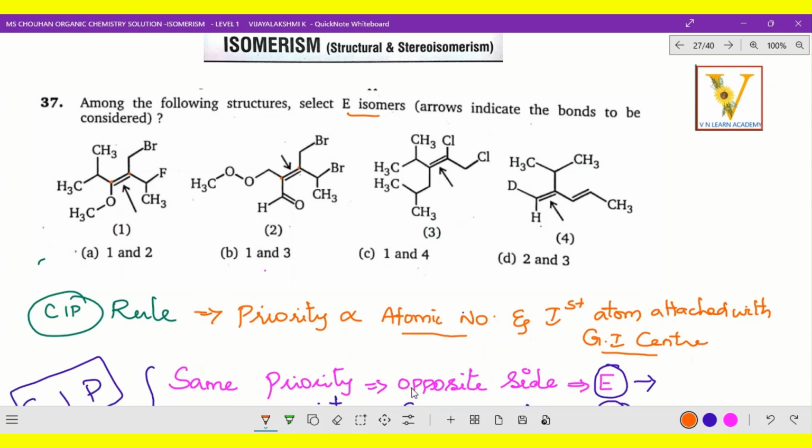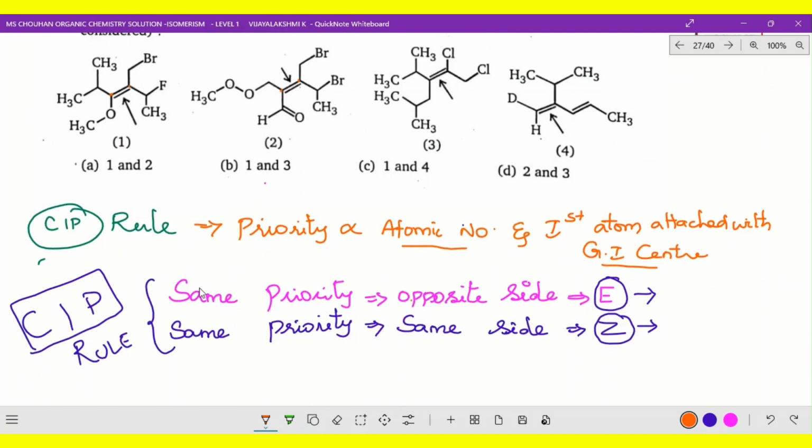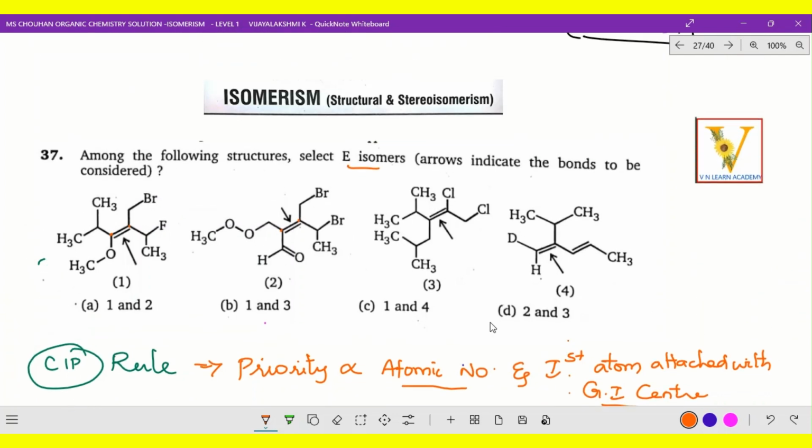And next, E and Z. I'm giving that idea. If both sides have the same priority groups, that means two groups will be available. Same priority on opposite sides means it is the E isomer. Same priority on the same side means Z isomer. Come on, let us check how we identify. Now this is one GI center, this is one GI center. GI is nothing but geometrical isomerism.